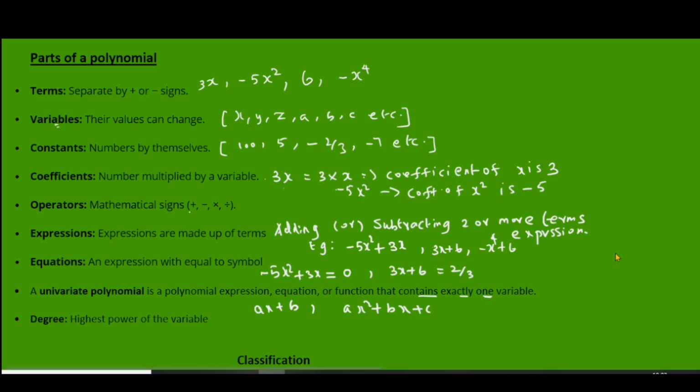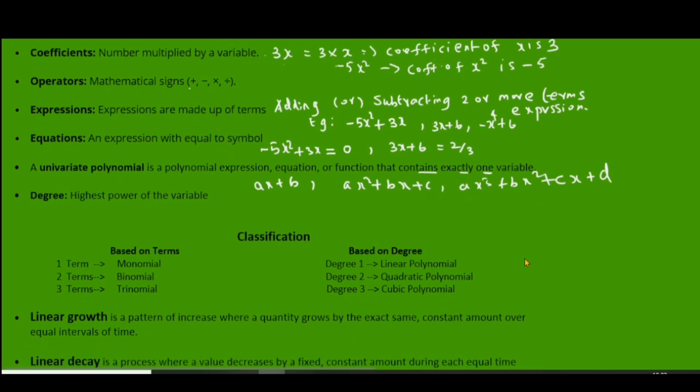Like this, using only one variable when we are writing an expression is called a univariate expression. Anything like ax cube plus bx squared plus cx plus d, many things we can write. Degree is the highest power of the variable. Look here, the highest power is 1, so the degree of this polynomial is 1. Here x power is 2, then x power 1, x power 0, so the degree is 2. Here x cube, x squared, x, and d, which means x power 0, so the degree is 3. So the highest power is the degree of the polynomial.